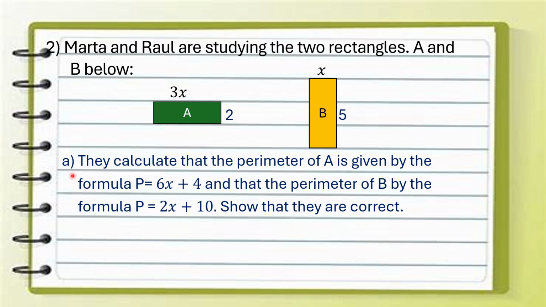Okay, let's come to the question. What is that A question? They calculate that the perimeter of A is given by the formula P equals 6x plus 4 and that the perimeter of B by the formula P equals 2x plus 10. Show that they are correct.